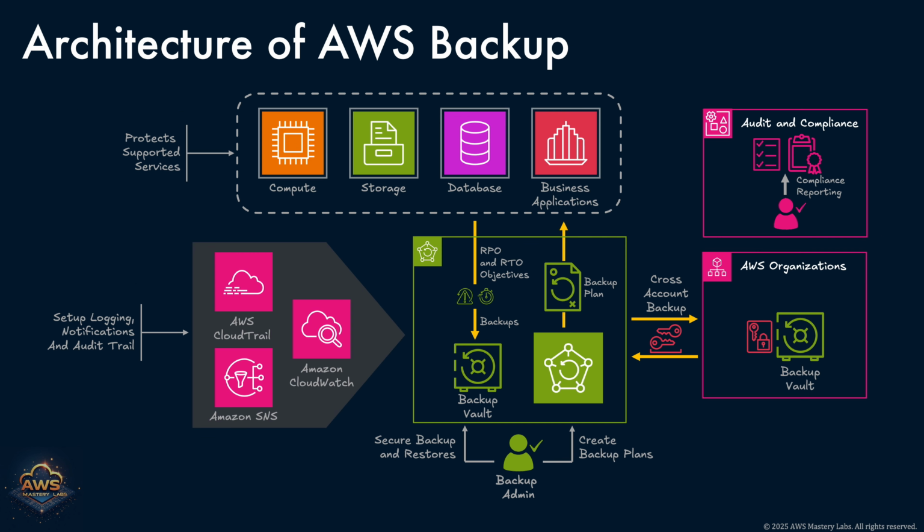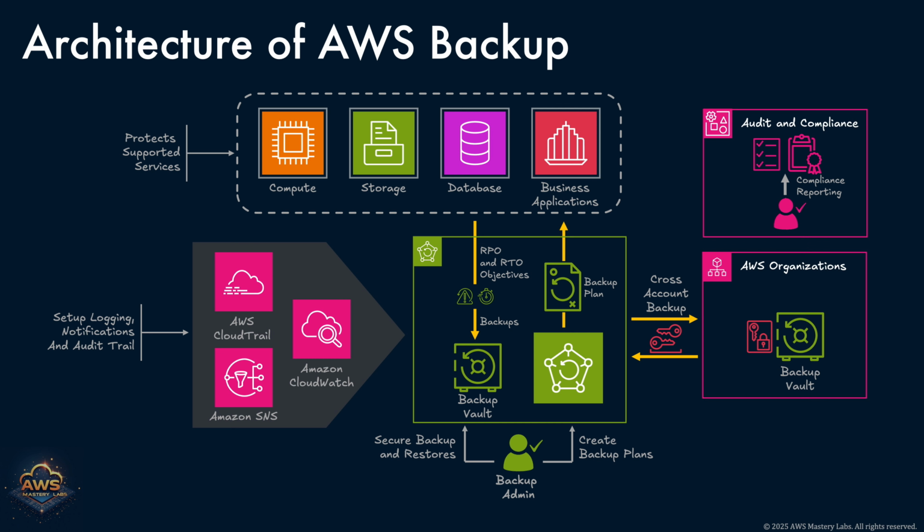This illustration brings to life how AWS Backup serves as a centralized, fully managed solution for protecting a wide range of AWS services, spanning compute, storage, database, and business applications. At the center of this ecosystem is the Backup Vault, a secure, encrypted repository where all backup data is stored and organized. The journey begins with the backup administrator, who defines backup plans tailored to the organization's data protection strategy.